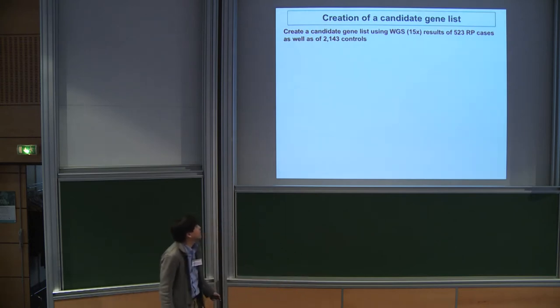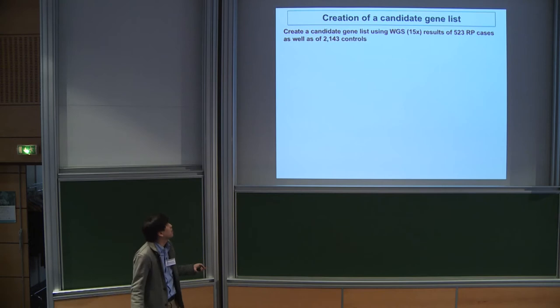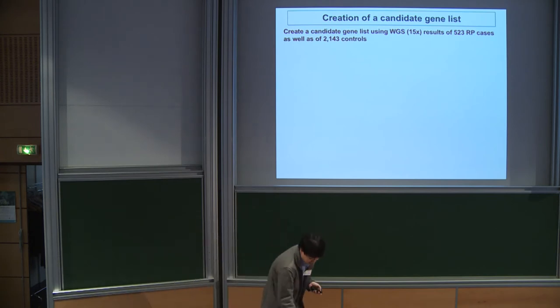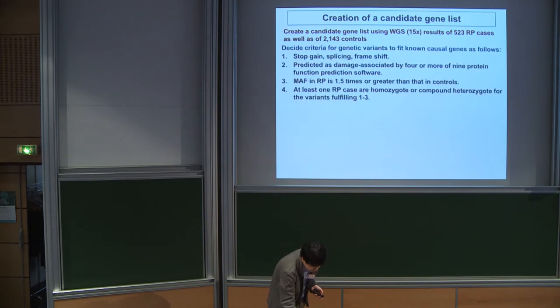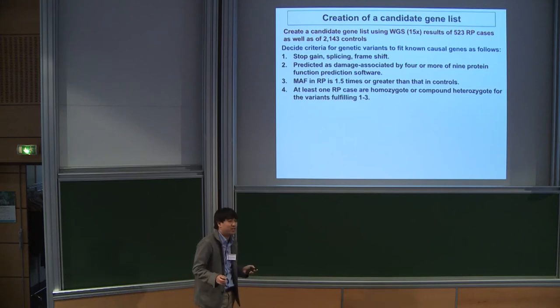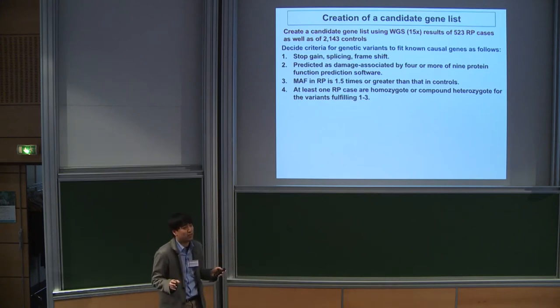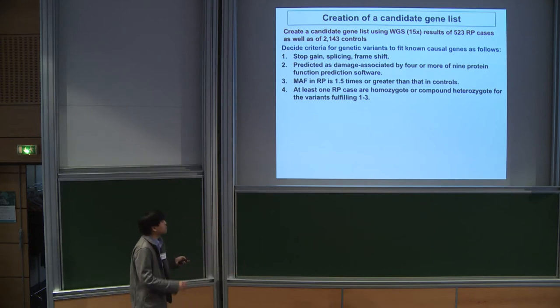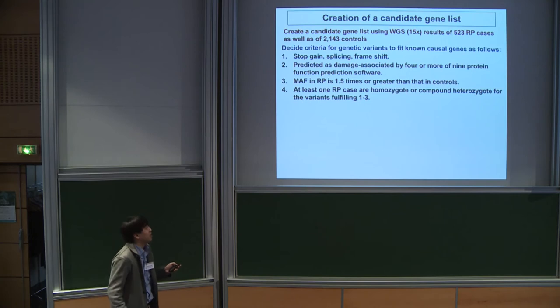This slide shows the creation of candidate gene lists. We used the whole genome sequence data of 523 RP cases and 2,143 controls. Then we decided the criteria for variants to fit non-causal genes. We decided the criteria for variants as follows.